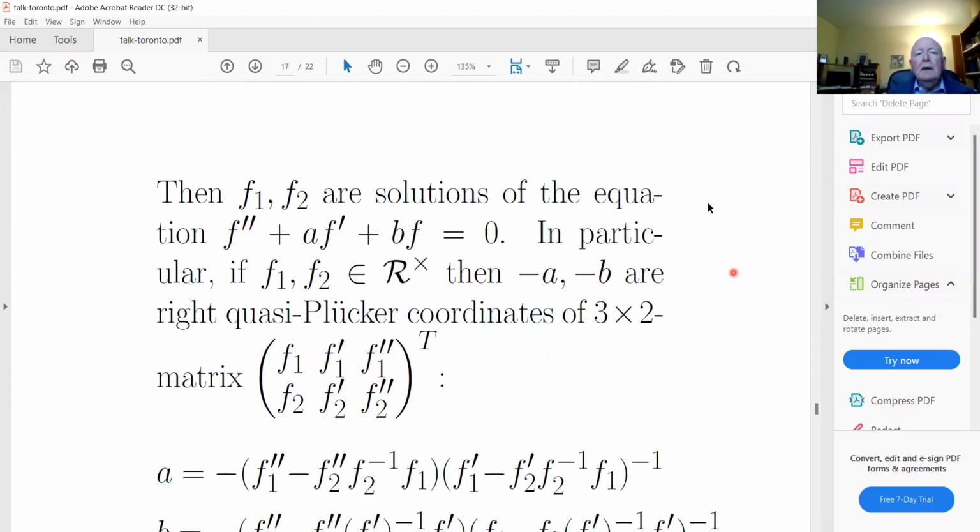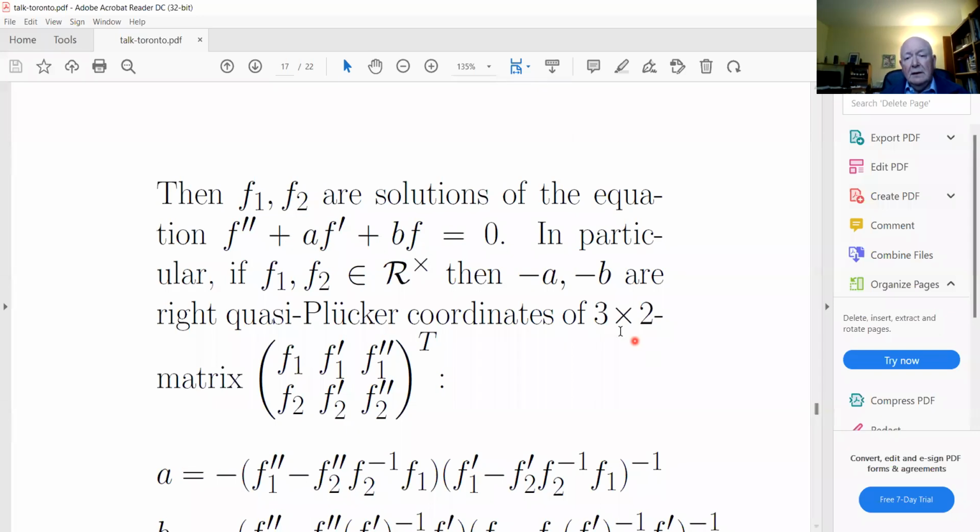Then in this case I can construct the differential equation of the second order, which you can write here, such that F1 and F2 are solutions. All I need is to define A and B, the coefficients. I can do this if this Wronskian is invertible, but with the extra condition, A and B are also quasi-Plücker coordinates, the so-called right quasi-Plücker coordinates, because the matrix here is a 3x2 matrix. T means transpose here.